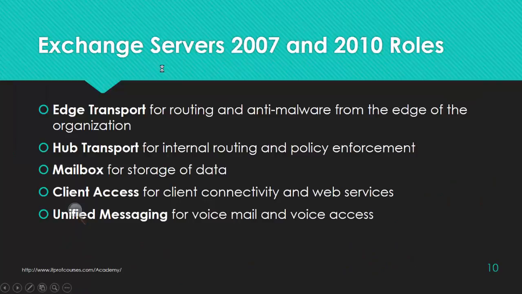So Exchange 2007 and 2010 roles: Edge Transport, I just talked about it already, Hub Transport Server role, Mailbox Server role, and Client Access Server role. Unified Messaging, 5 roles were there. Hub Transport and Client Access Server role are still surviving in Exchange 2013, and Edge Transport as well.